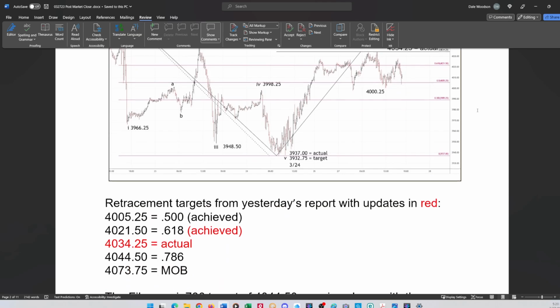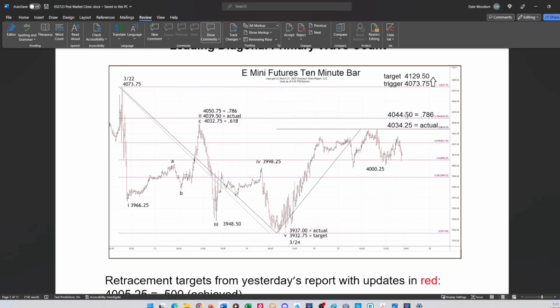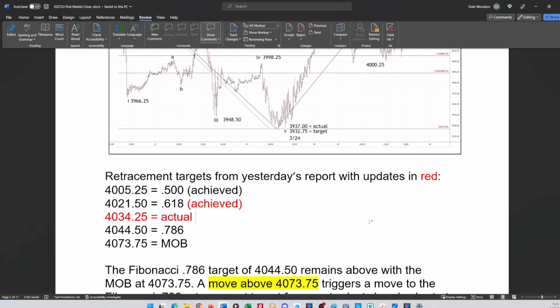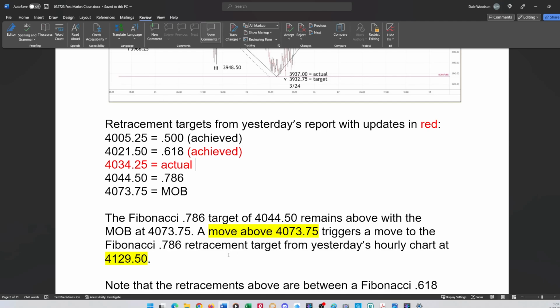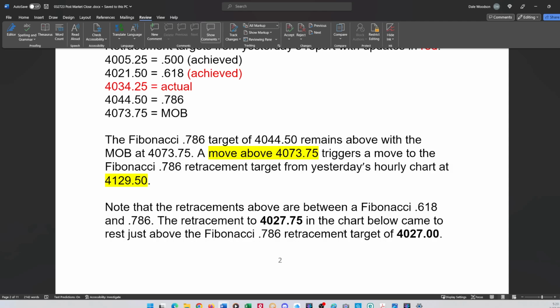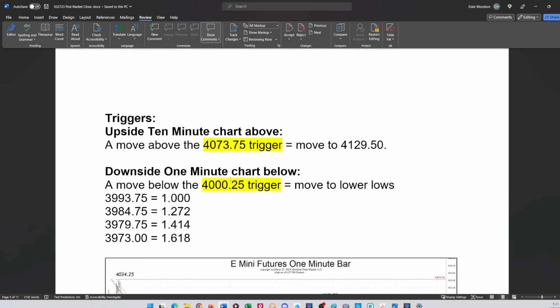Okay, and we cover it in both up and down triggers. Okay, there's the retracement targets for this here. You can see the 786 is still above at 44.50 right there. Okay, and so far it's between the 618 and the 786. Okay, and there's the verbiage on it. It brings in that from yesterday's hourly chart, 41.29, which we just showed. Okay, and then the retracements, they're going 618 to 786 again. So unbelievable setups. Anyway, we'll get to the other trigger. Here's what I mean by the triggers.